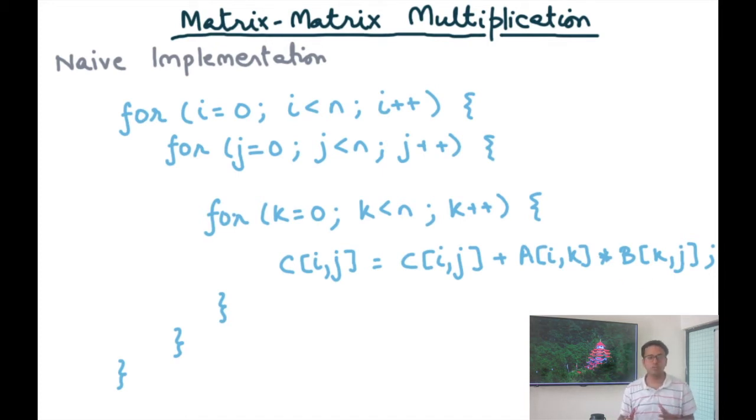This is a very common operation, matrix multiplication. It is used in many applications. It basically involves calculating the i, jth element of C by iterating over k over the row of A and over the column of B.